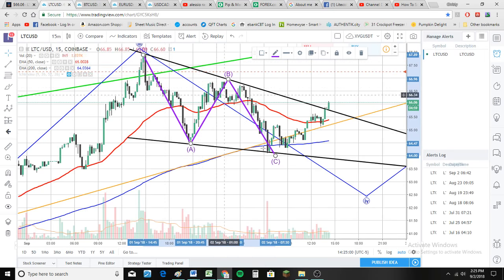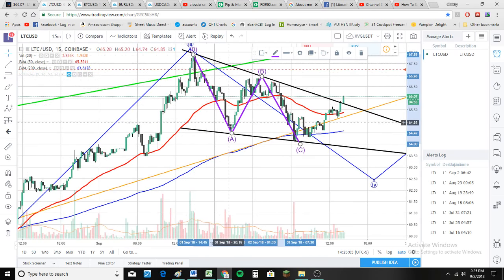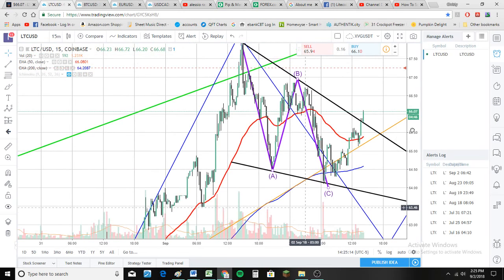So let's see if this ABC is put in. We need to have 3 or 5 waves on the A. We have to have 3 waves on the B, and we have to have 5 waves on the C. So the question is, do we have that? Okay. So let's zoom in and count here.